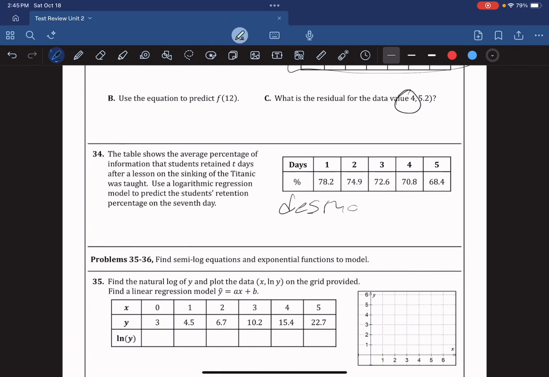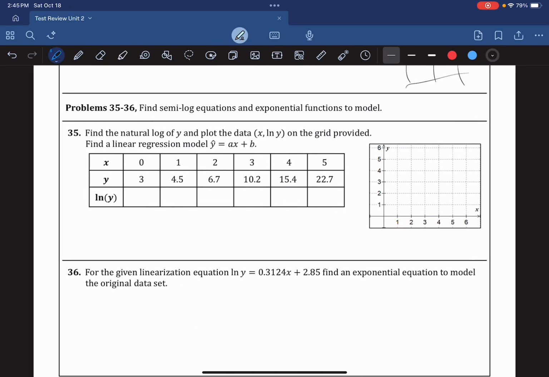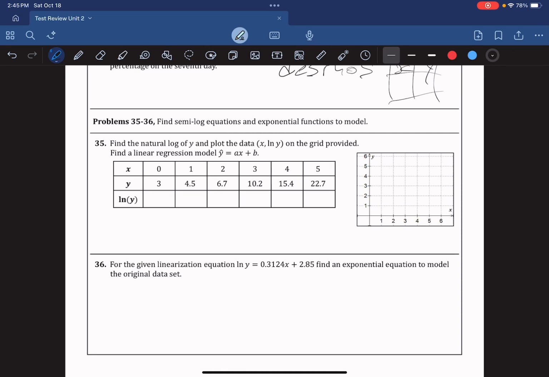Put it in Desmos, put in the table, blah, blah, blah, x, y, and here your x will obviously be days, because your x variable is always your independent variable. Okay, find the natural log of y and plot the data, x, ln of y on the grid provided. Okay, this is also Desmos, just regression, so you guys can figure the rest out.